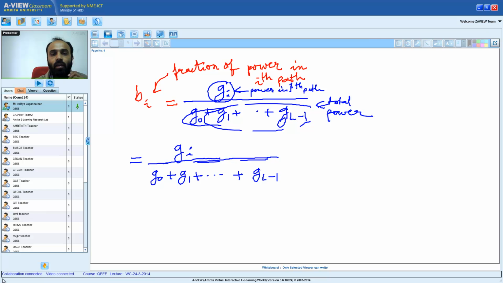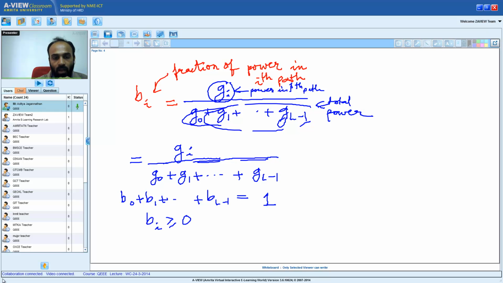Now I can compute the mean delay. Of course, the other important property is if we add b naught plus b1 plus so on up to b L minus 1, can someone tell me what this is equal to? That is obvious, it is equal to 1, because if I add all the fractions, the sum of all fractions has to be equal to 1. Further, each fraction is also greater than or equal to 0.